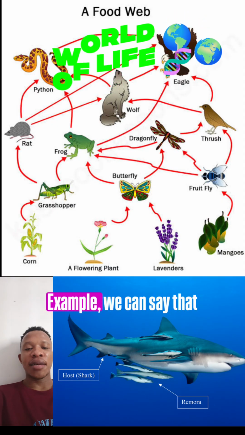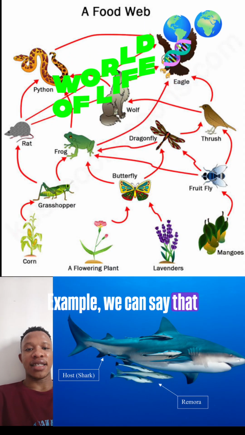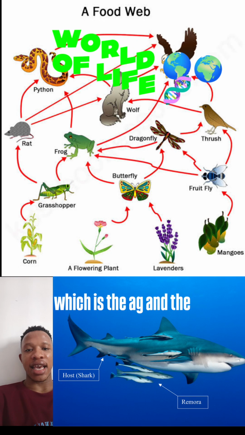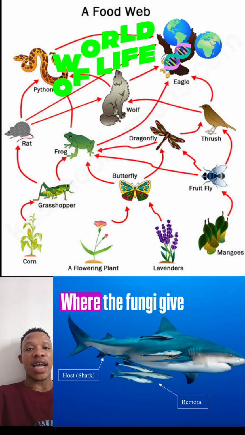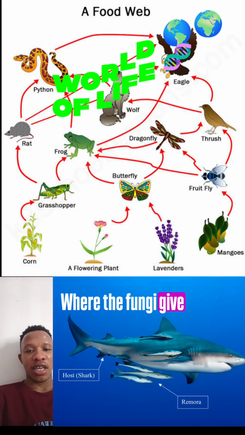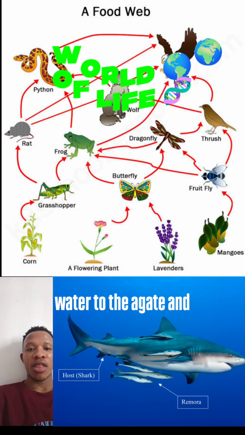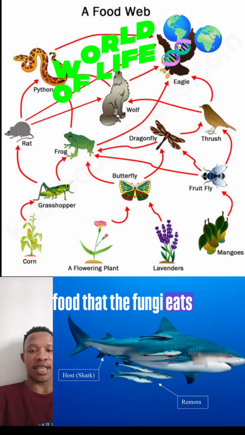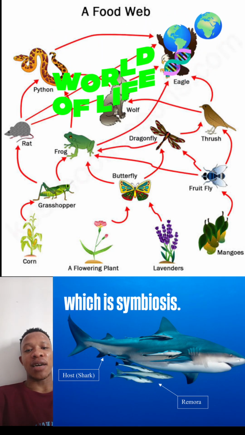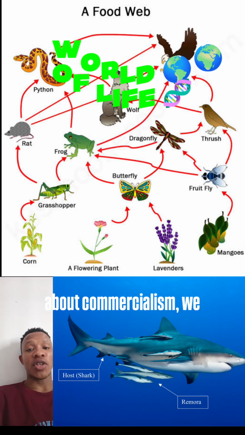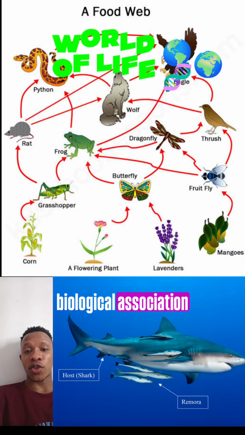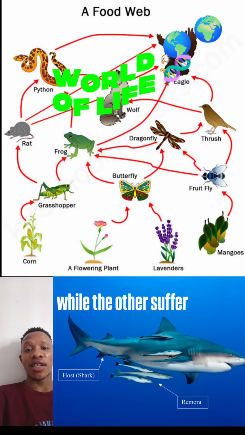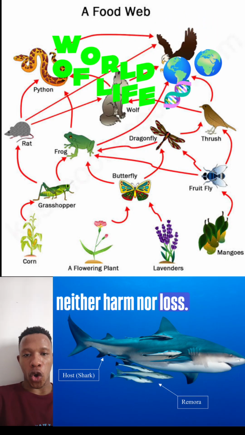Okay, example, we can say the lichen process, which is the algae and the fungus, where the fungi give water to the algae, and the algae now produces food that the fungi eat, which is symbiosis. Then, when we are talking about commensalism, we are talking about the biological association between two organisms, whereby one benefits while the other suffers neither harm nor loss.